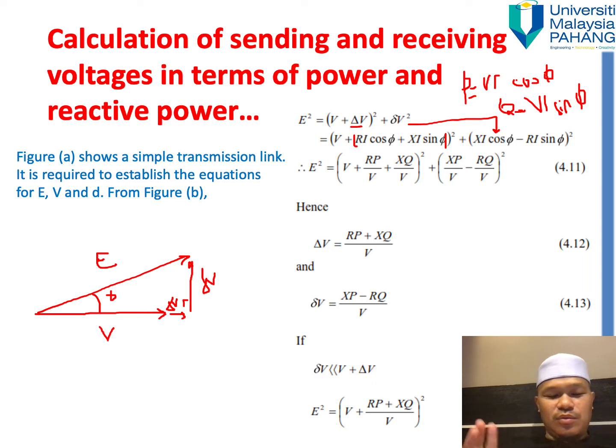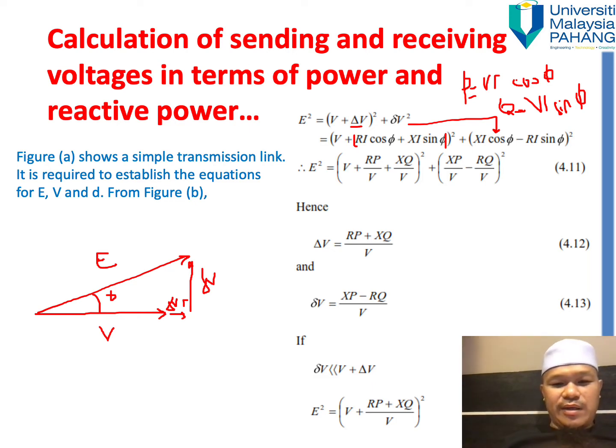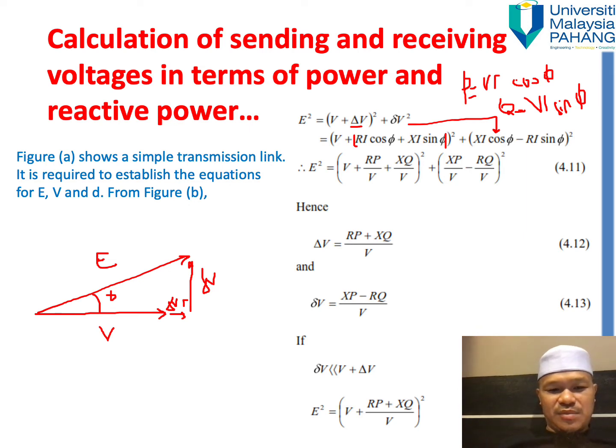Basically, when we derive in power systems, we normally assume that some part is much less than these two parts, so we can ignore the other parts. Normally we ignore these. At the end of the day, you get this value, because you assume this one is much smaller, it does not give much impact to the equation. So what is left is V plus (RP plus XQ) divided by V.